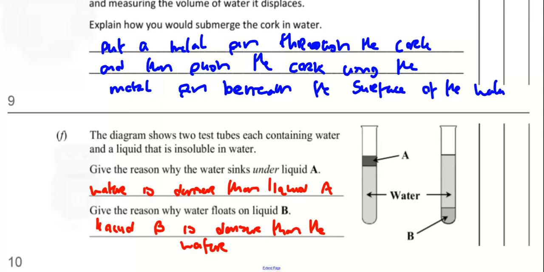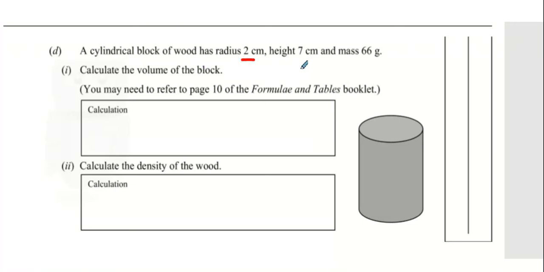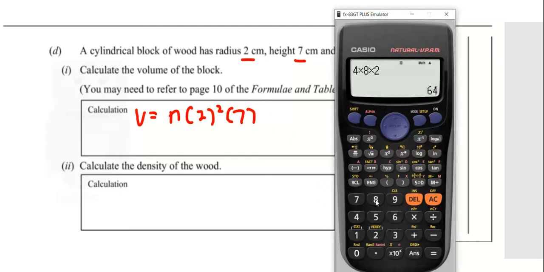So next one, question 10, I believe. A cylindrical block of wood has a radius of 2, a height of 7, and a mass of 66 grams. Calculate the volume of the block. So the volume of a cylinder is pi r squared h. Okay, so what you do is you say pi, radius squared is 2 squared. You multiply by the height, 7. Find the pi button in your calculator.